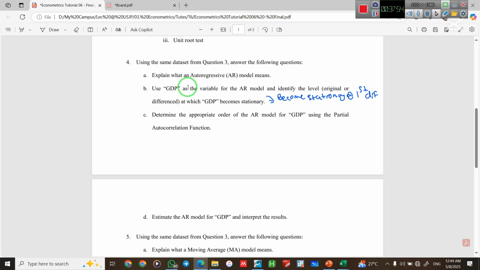So in the second step, we have identified at which level the GDP becomes stationary. So we have identified that GDP becomes stationary at the first difference, not from the level data, right? Then we move to determine the appropriate AR model for GDP using the partial autocorrelation function.